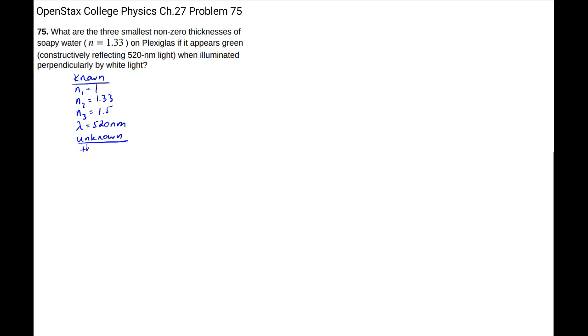thicknesses, L's, so that we have constructive interference so we can see the reflected light. So let's draw here the thin film. On top of the thin film is air. Then the thin film is actually soapy water, so it has index of refraction 1.33. And that soapy water is sitting on plexiglass, which has an index of refraction of 1.5. Again, we weren't told this, but what's important here is that the 1.5 is greater than 1.33.